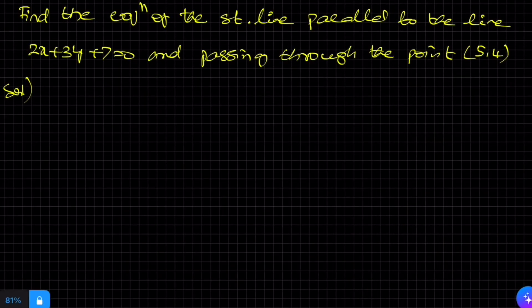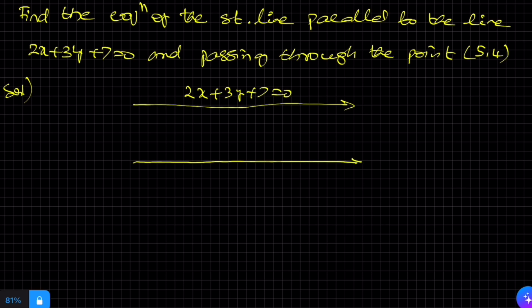In this question, we need to find the equation of the straight line parallel to the line 2x plus 3y plus 7 equals 0 and passing through the point (5, 4). Here a straight line is given. The equation of this straight line is 2x plus 3y plus 7 equals 0. So we need to find the equation of the straight line parallel to this line and passing through (5, 4). Now these two lines are parallel to each other.